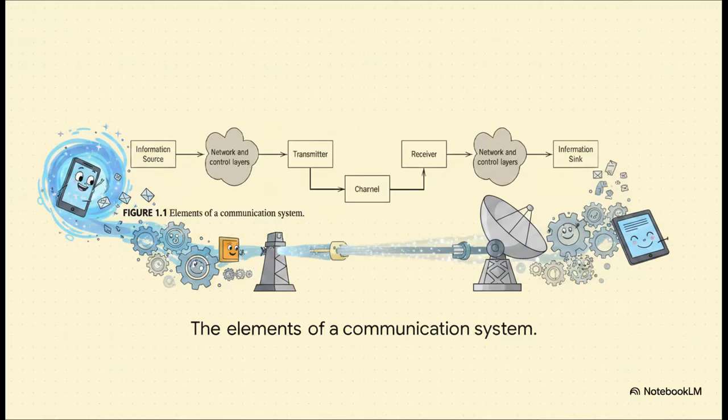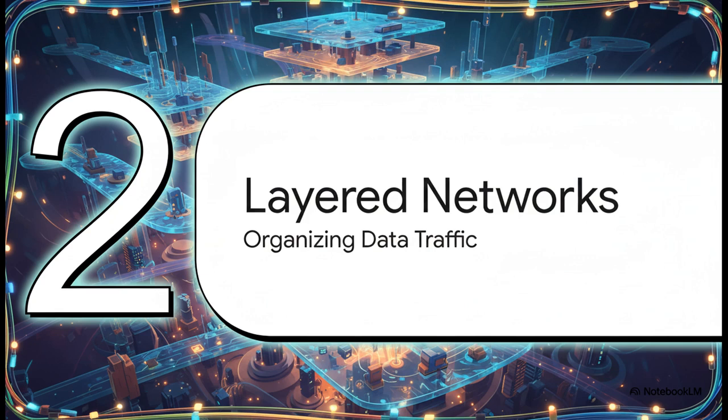Think of it as the ultimate hero's journey for a single data packet. It starts at the information source. The data enters the network and control layers, which prep it for the transmitter. Then the transmitter sends it through the channel. Now, that could be a physical cable or just the open air. After that, the receiver grabs it, passes it back through the network layers on the other side, and finally delivers it safely to the information sink. Every single text message you send takes this exact journey. It's wild.